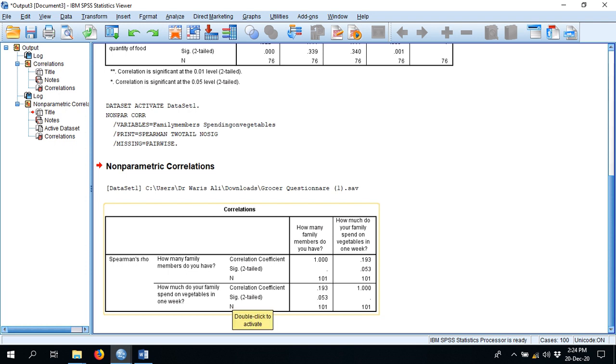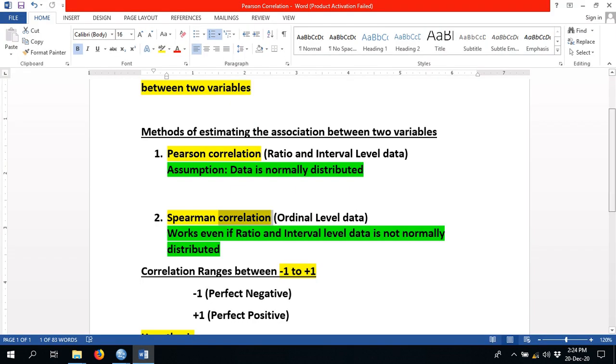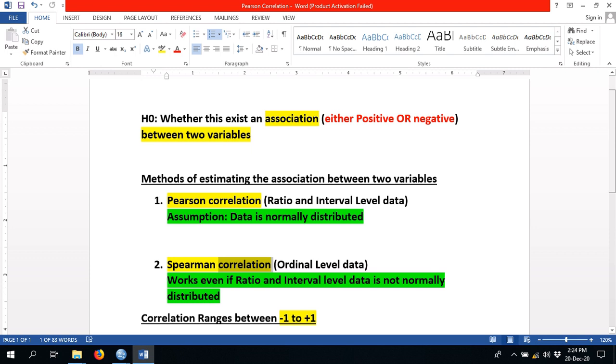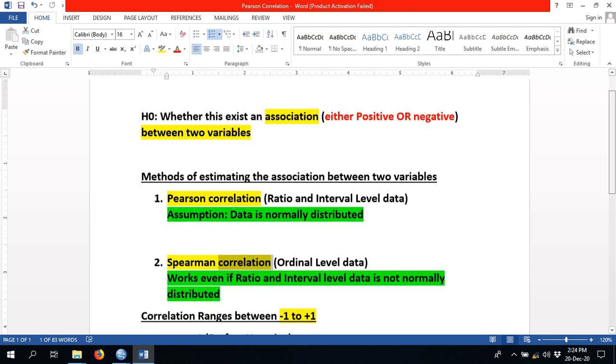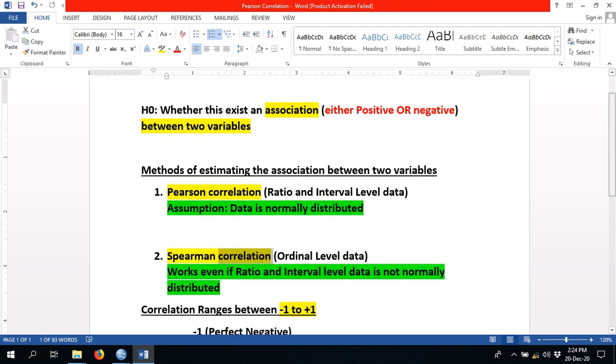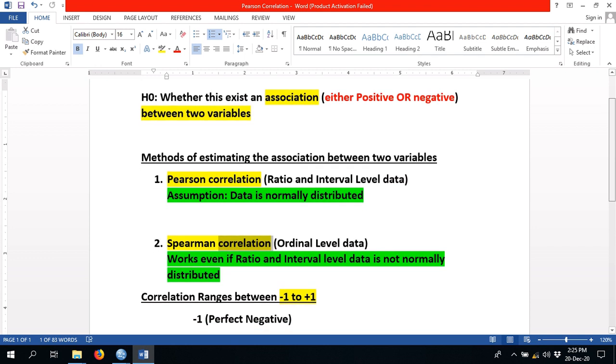So let's conclude that if variables are measured on ratio and interval level data, we will use Pearson correlation to measure the association between the two variables, and if the data is measured on ordinal level data, then we will use Spearman correlation to check the association between those variables. Thirdly, if data is measured on ratio and interval scale, but both variables are not normally distributed, even then we will use Spearman correlation coefficient. Fine. Thank you very much.